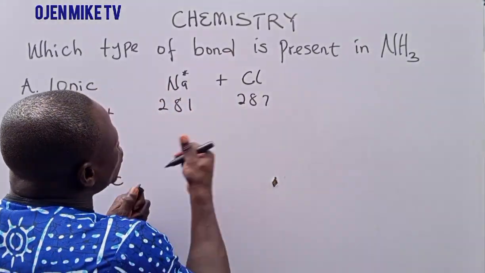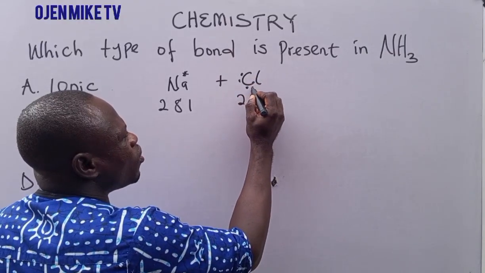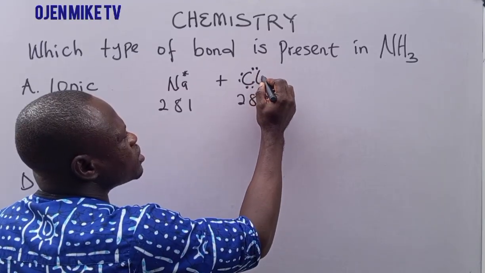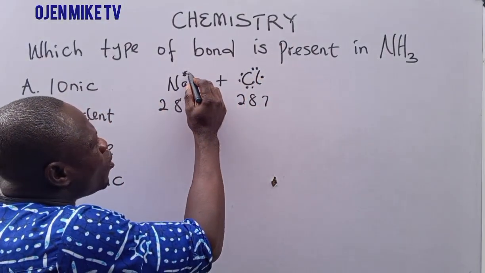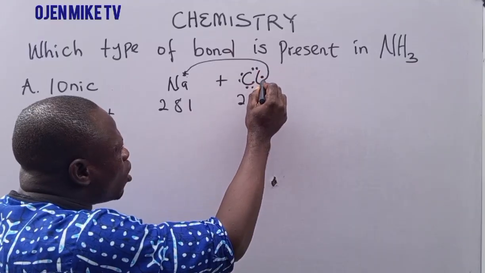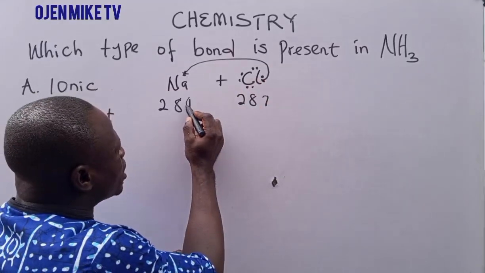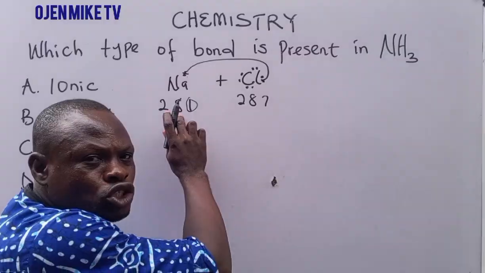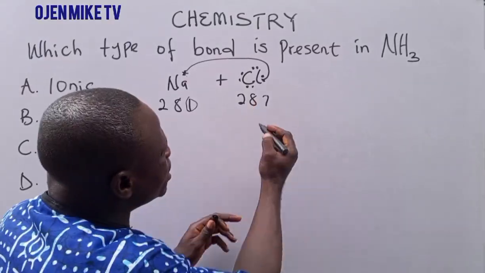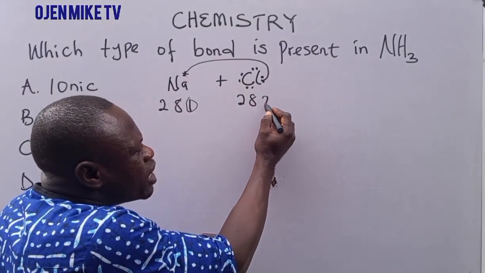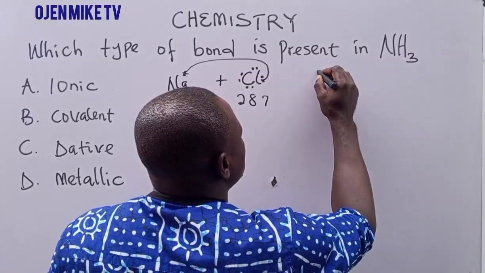Look at chlorine here now: 1, 2, 3, 4, 5, 6, 7. Chlorine needs 1 to complete. Therefore, sodium here will give out 1 to chlorine, so that it will remain 2, 8, which is the octet configuration. On the other hand, chlorine receiving 1 from here will complete 8. Do you understand?